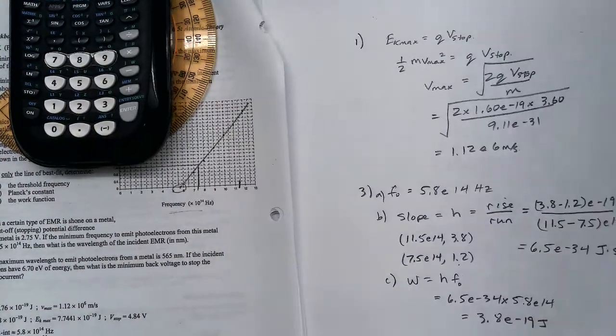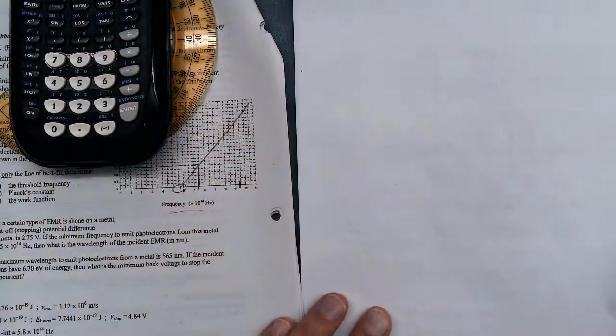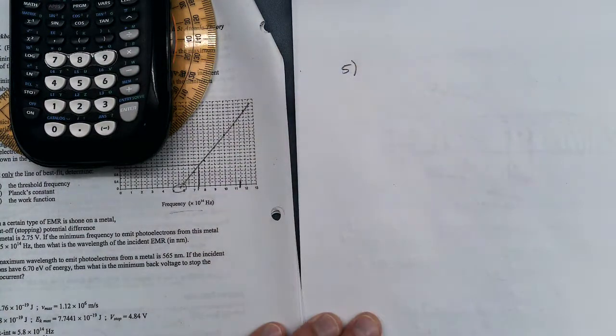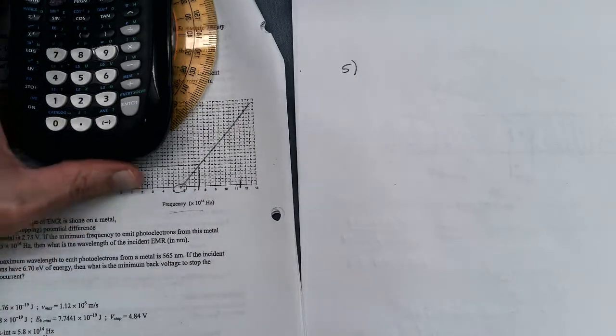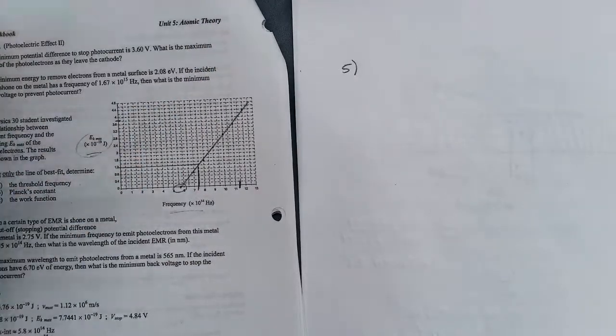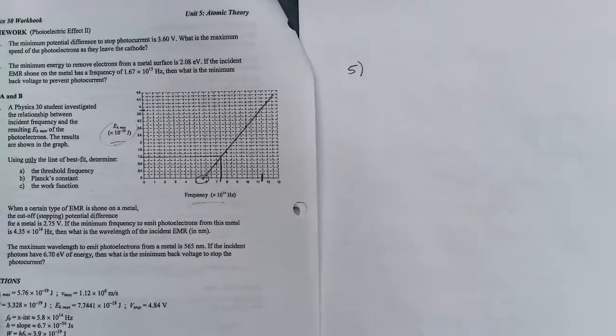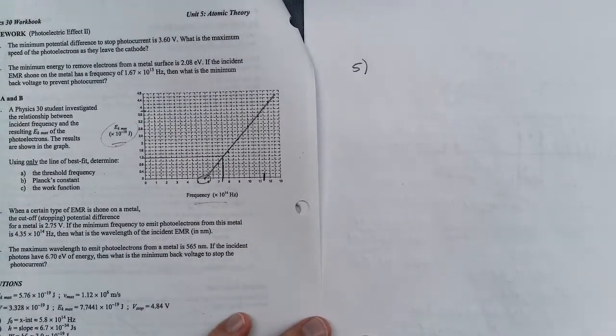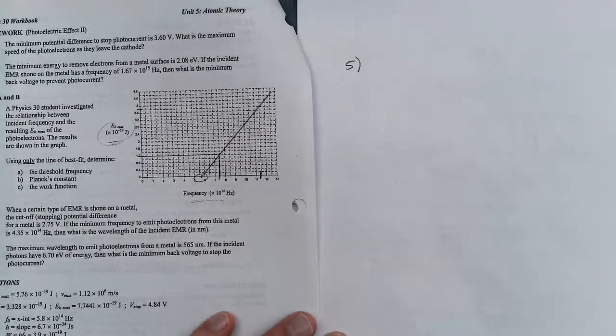Let's take a look at one more. Let's do question number 5. Okay. The maximum wavelength to emit photoelectrons from a metal is 565 nanometers. If the incident photons have 6.70 eV of energy, then what is the minimum back voltage to stop the photocurrent?